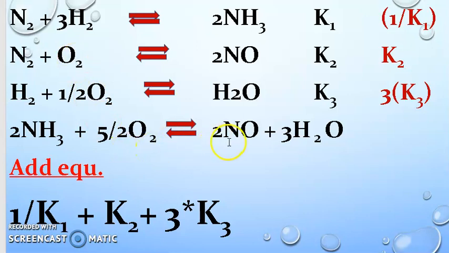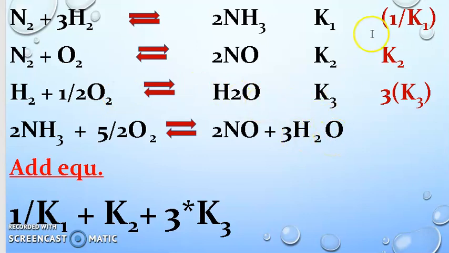What about the third term, 2NO? It is there. And also 3H2O. H2O is in the third reaction, in the right position, and this term is also in the right position. But here they have included the number 3. So to get 3H2O, we have to multiply the third equation, that means K3, by 3. Then only you will get 3H2O, correct.